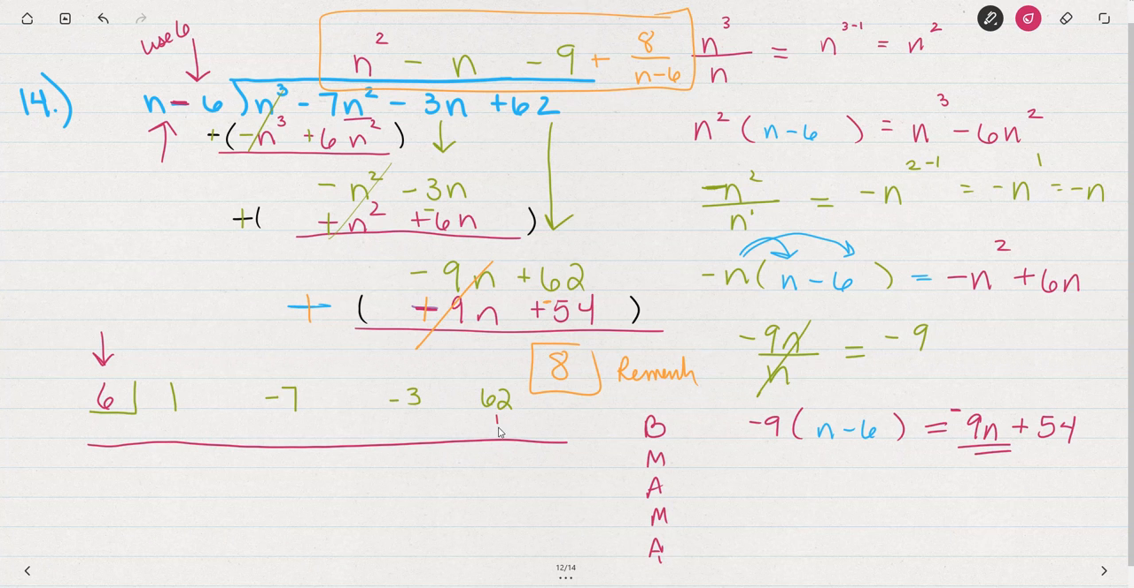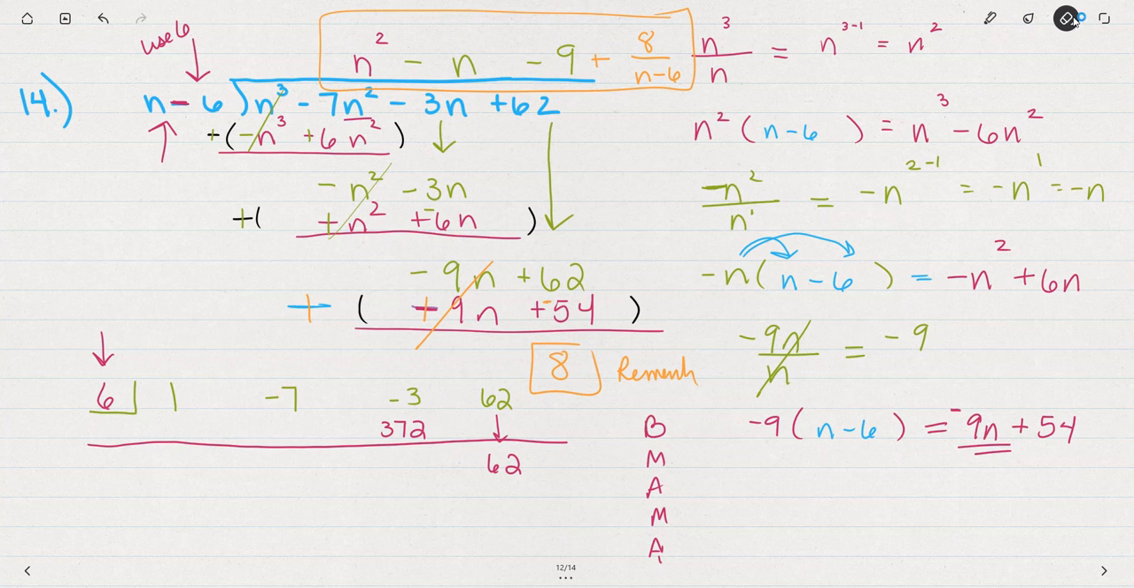So we'll start by bringing down the 62. And then I'm going to multiply 62 times 6. You could pull out a calculator and do that. 62 times 6 is 372. And then I'm going to add 372 to negative 3.